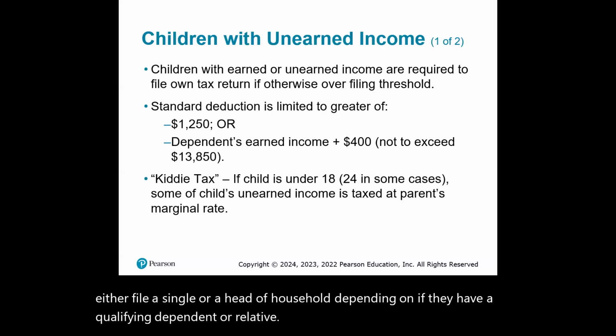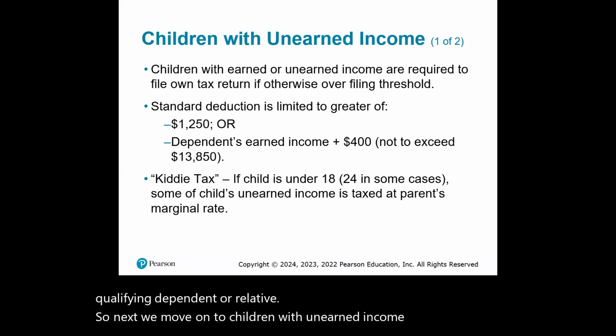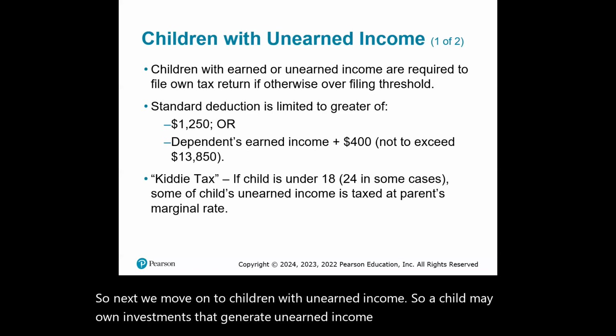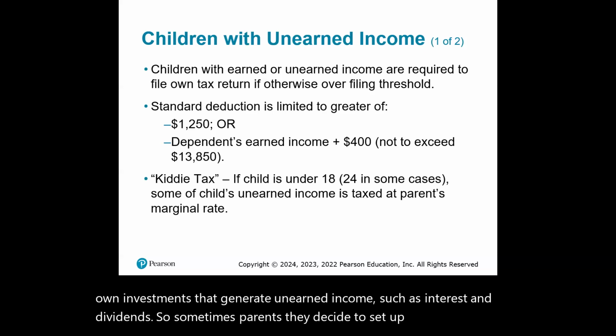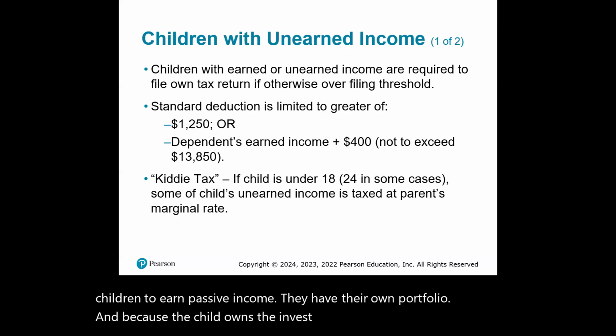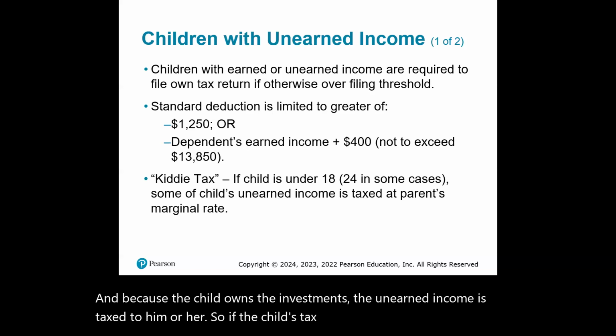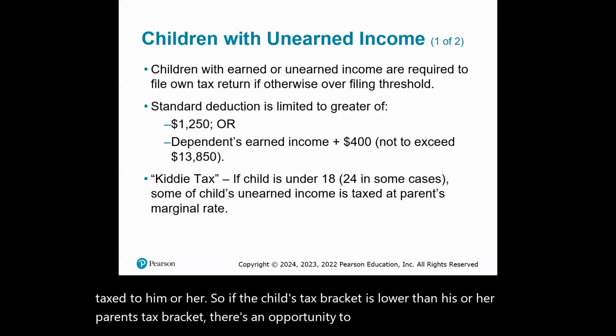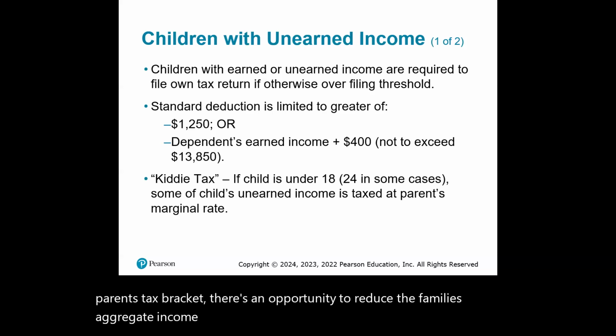So next we move on to children with unearned income. A child may own investments that generate unearned income, such as interest and dividends. So sometimes parents decide to set up accounts for their children to earn passive income. They have their own portfolio. And because the child owns the investments, the unearned income is taxed to him or her. So if the child's tax bracket is lower than his or her parents' tax bracket, there's an opportunity to reduce the family's aggregate income taxes by transferring some of the parents' investments to the child.